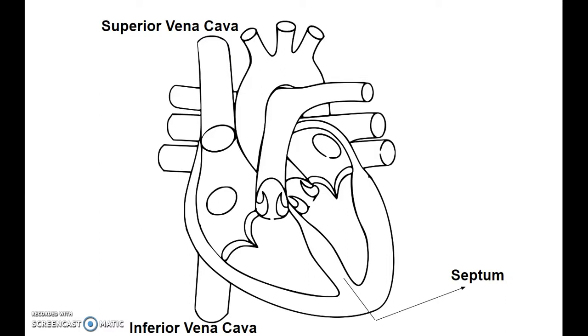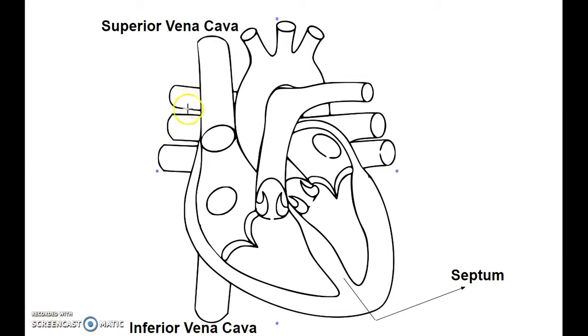To start with the right side, the deoxygenated blood comes from the inferior vena cava, which carries the deoxygenated blood from the lower part of the body, and the superior vena cava carries deoxygenated blood from the upper half of our body. This deoxygenated blood comes from our body to our heart. Then the blood goes through 2 of our 4 chambers.